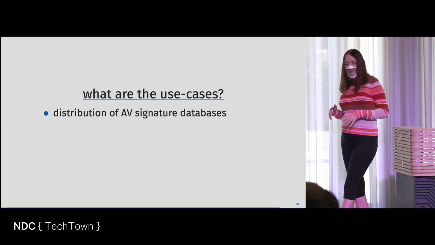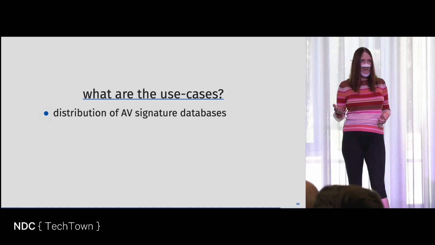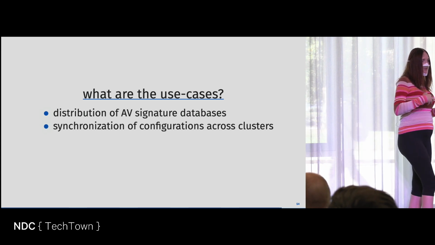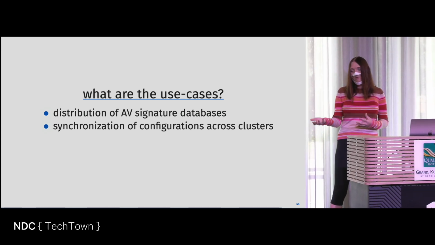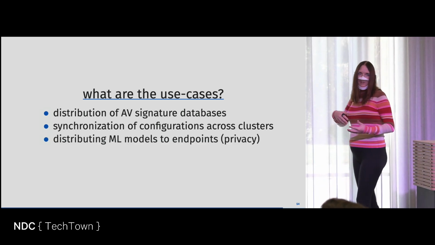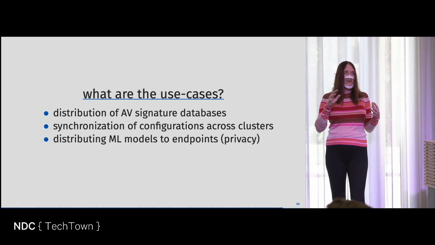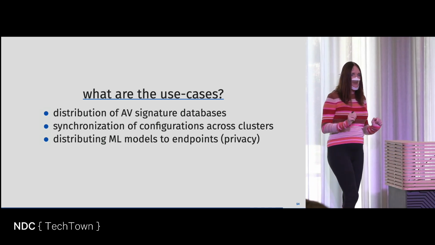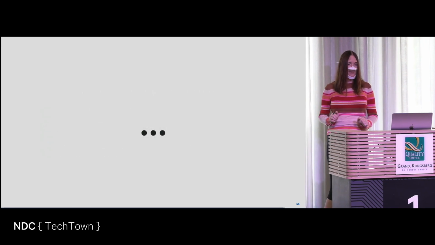And use cases: you can, as I'm doing, distribute AV signatures to our clients every few minutes. But you can also use it on a smaller scale to synchronize configuration across a cluster of servers. Or you can distribute machine learning models to your application so they are run on clients privately. You can actually update anything. Everything is a data structure, and more.